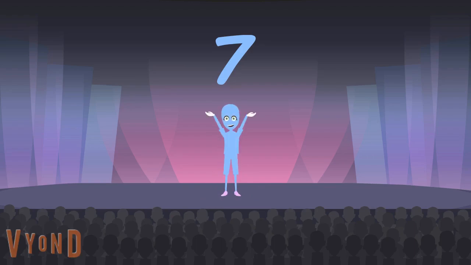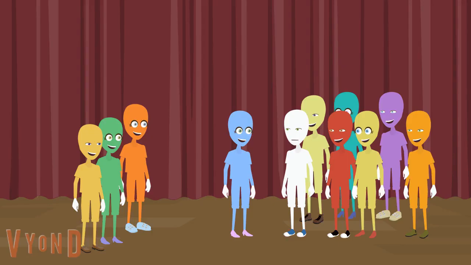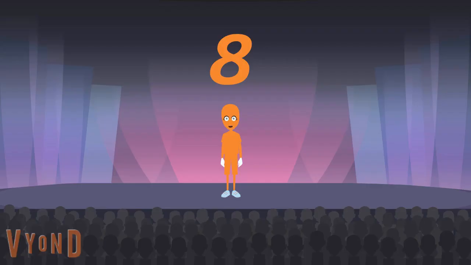Woo! Wow, 7. You really know your dance moves. Next is 8. Go on stage, 8. Hello. I'm 8. I'm an even number. And I'm here to do a dance about the number 8.